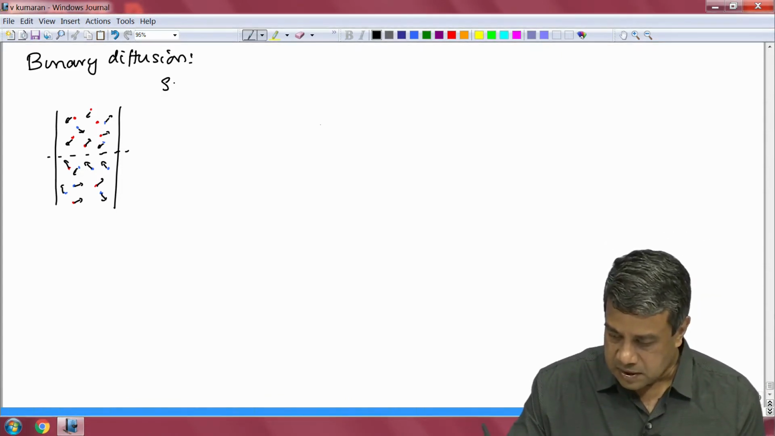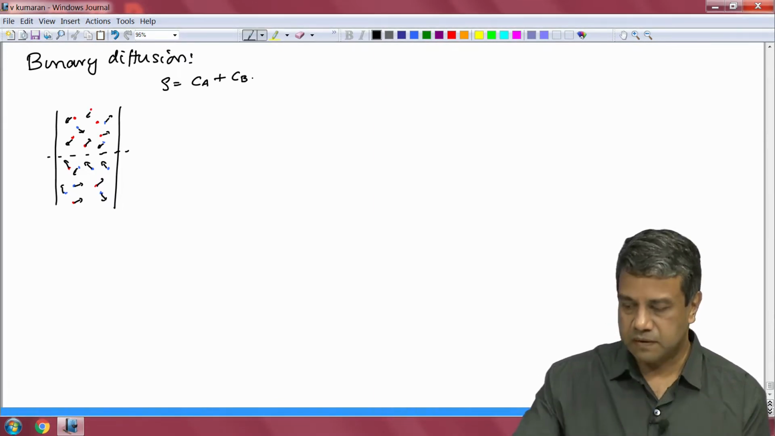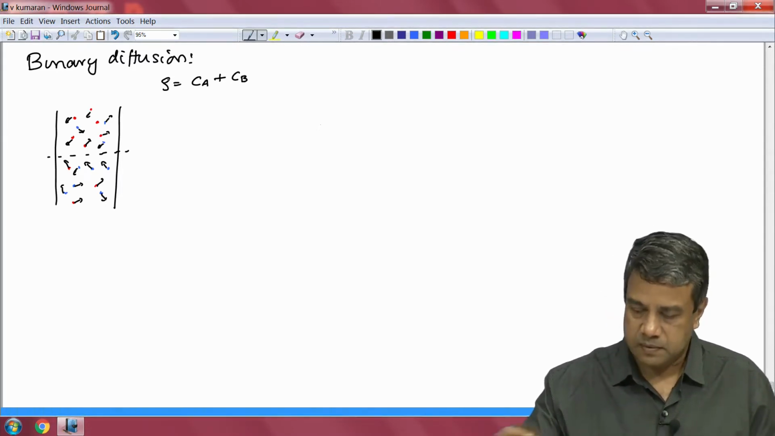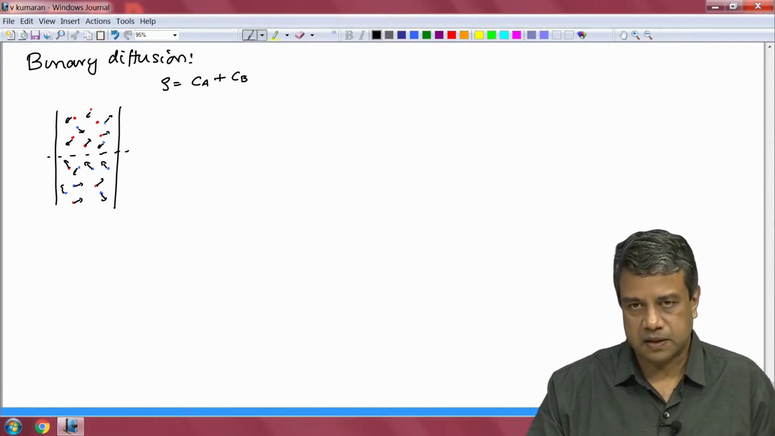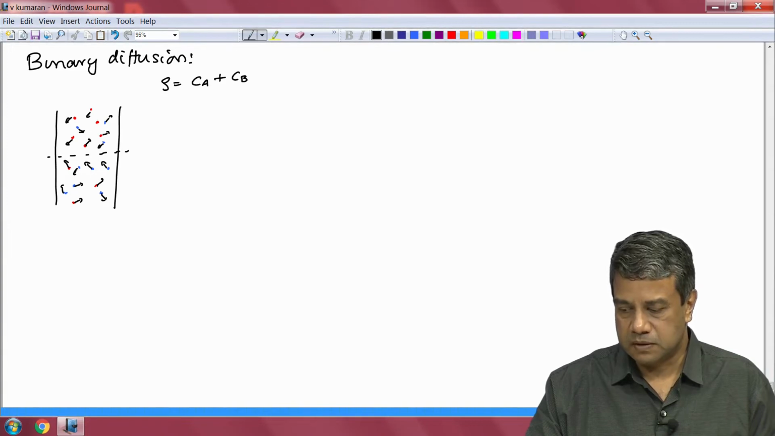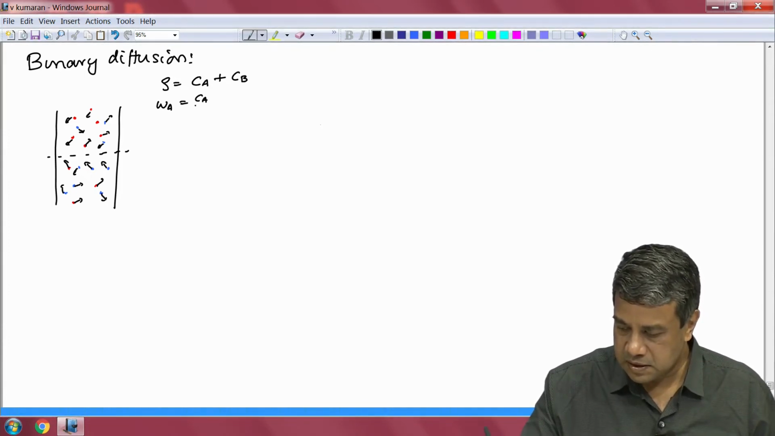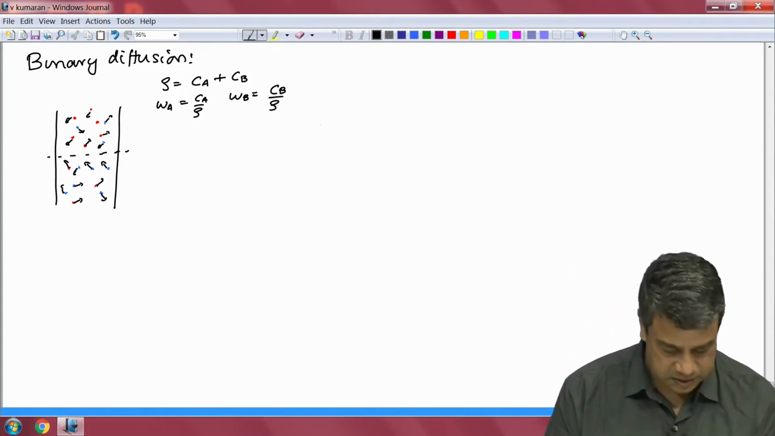The total mass density is equal to the sum of the mass densities of the two species for a binary mixture. The total mass density, mass per unit volume, is the sum of the mass densities of the two species. So, rho is equal to Ca plus Cb. The mass fractions are defined as Wa equal to Ca by rho and Wb equal to Cb by rho. These are the definitions of the mass fractions of the two species.